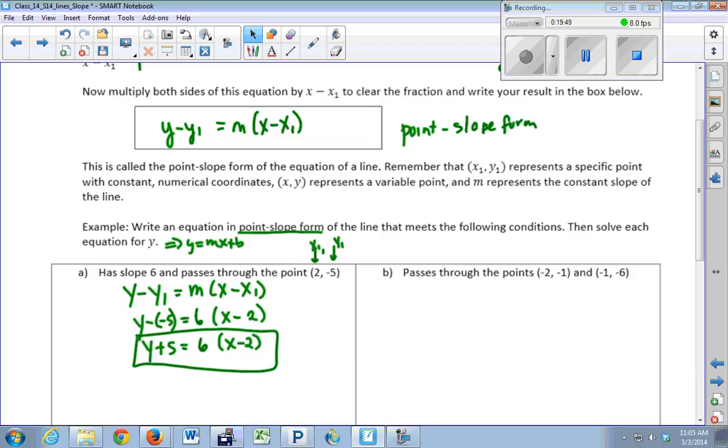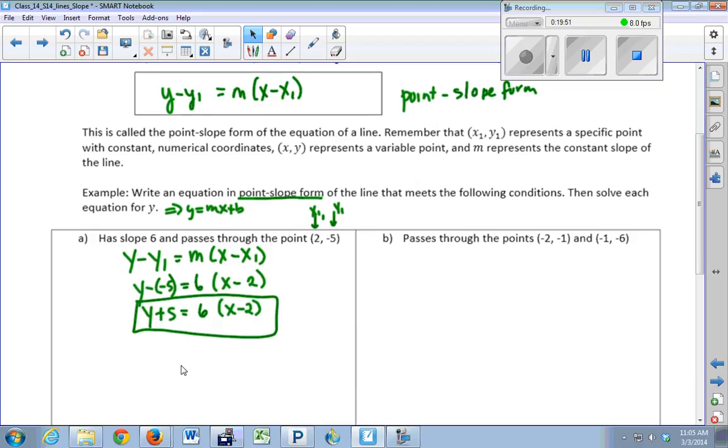All right. So if you tend to lose points because you add and subtract wrong, this is the golden form for you, right? It's done. I'm not asking you to do anything else. The next part says solve this equation for y, means put it in the slope-intercept form. Now you have to use your distributive property on the right side and subtract 5 from both sides, and you get your slope-intercept form.